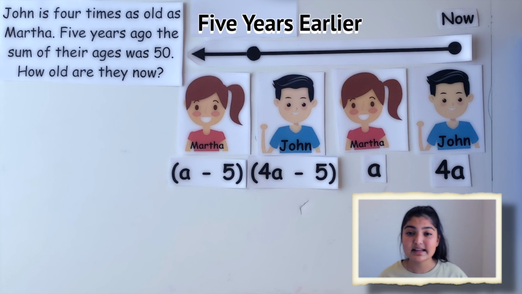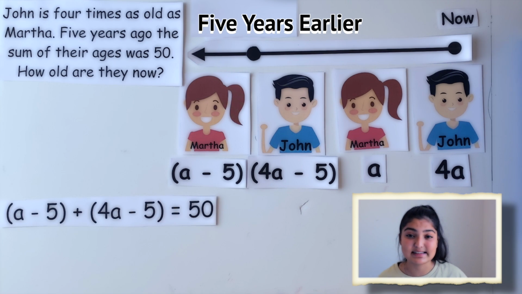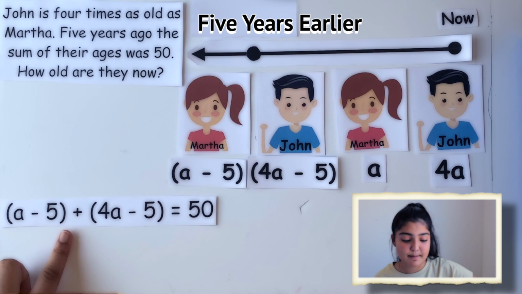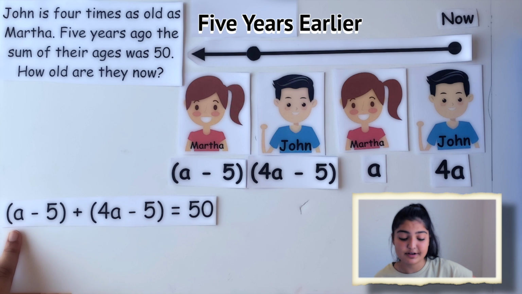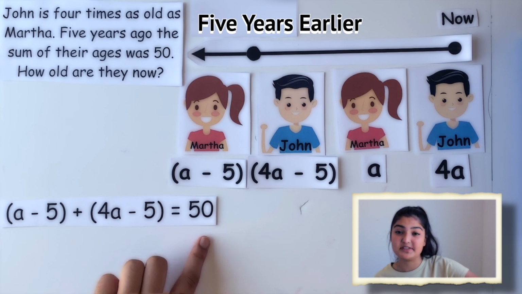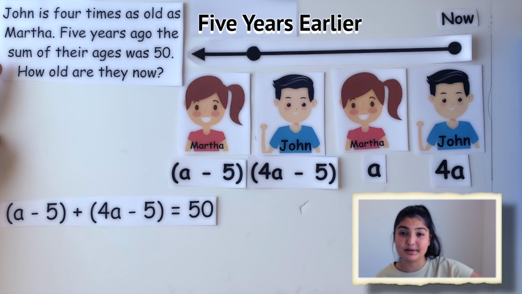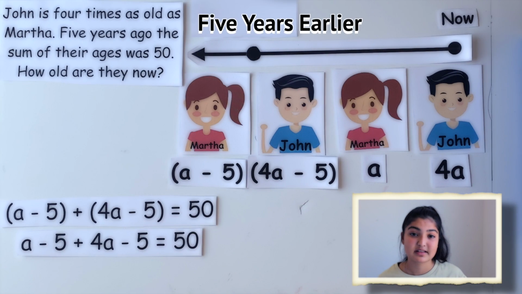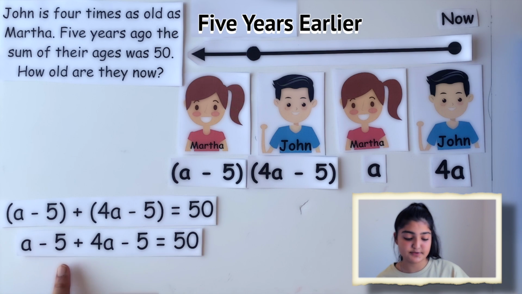So, let's put this into an equation. As you can see, in the equation, I added Martha's age 5 years earlier and John's age 5 years earlier to get 50, which is what the problem tells us. So now, let's open the parentheses. This gives us A minus 5 plus 4A minus 5 is equal to 50.